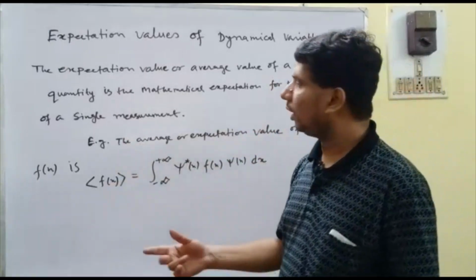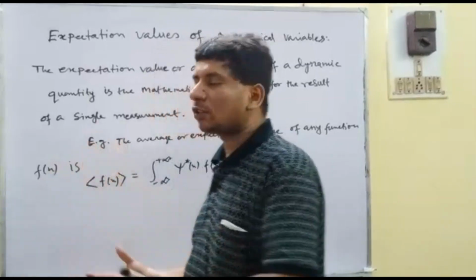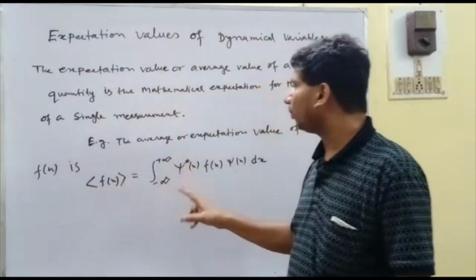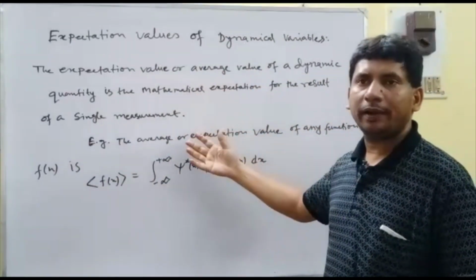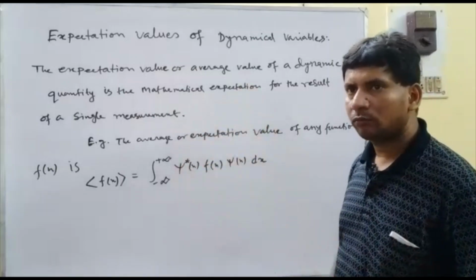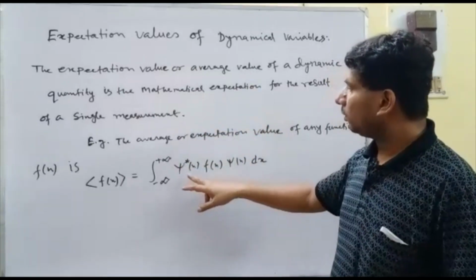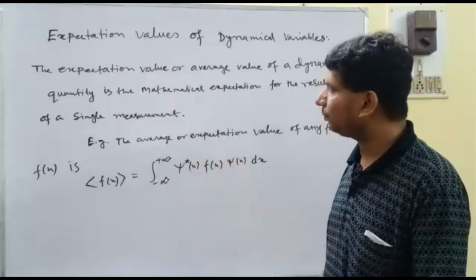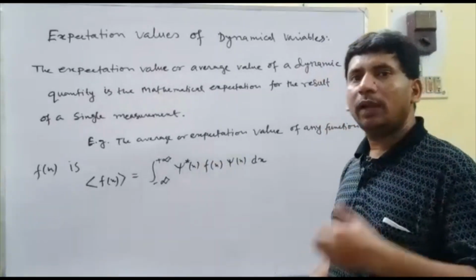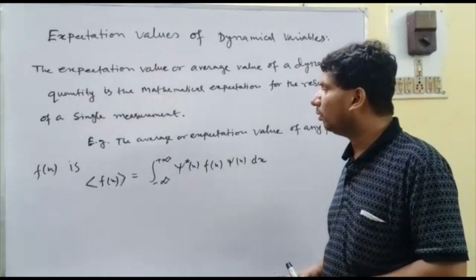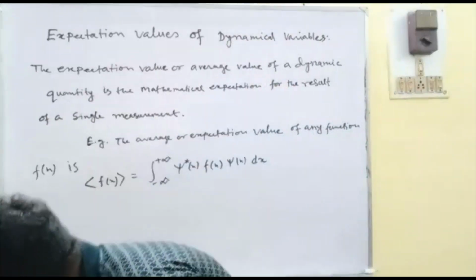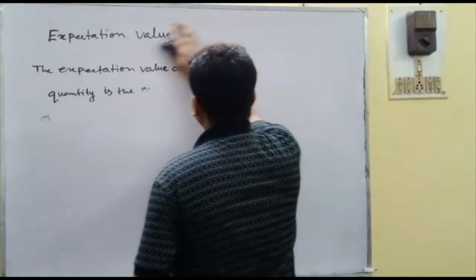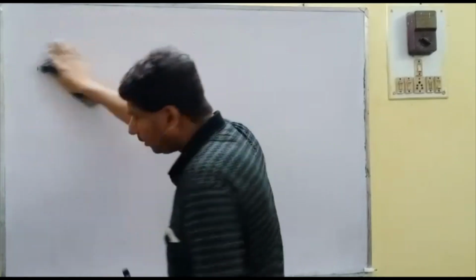As an example, the average or expectation value of any function f(x) must be bracket f(x) equal to the integral from minus infinite to plus infinite of psi x f(x) psi x dx, in any x direction. And similarly we can say the expectation value of momentum, expectation value of energy, how can we define it?